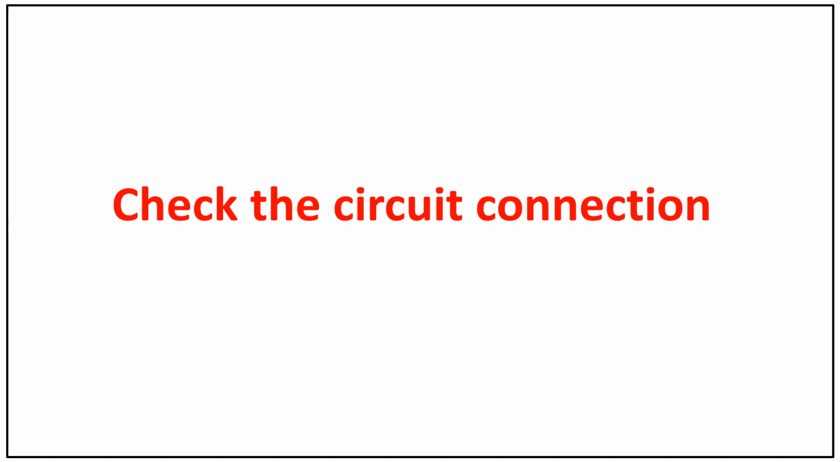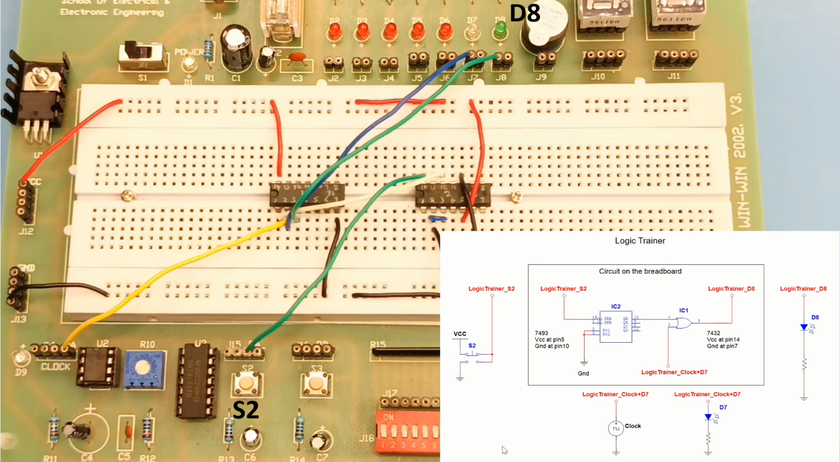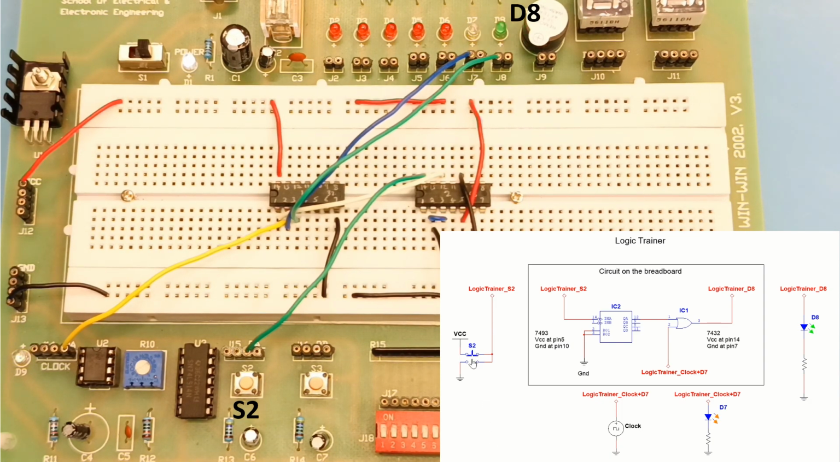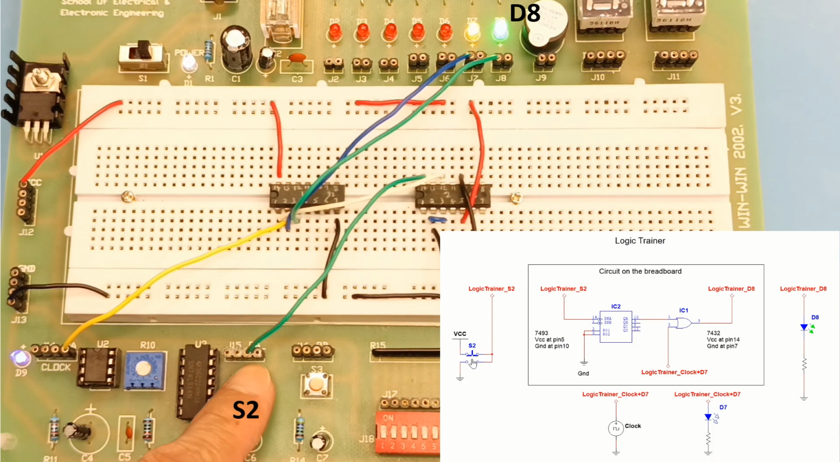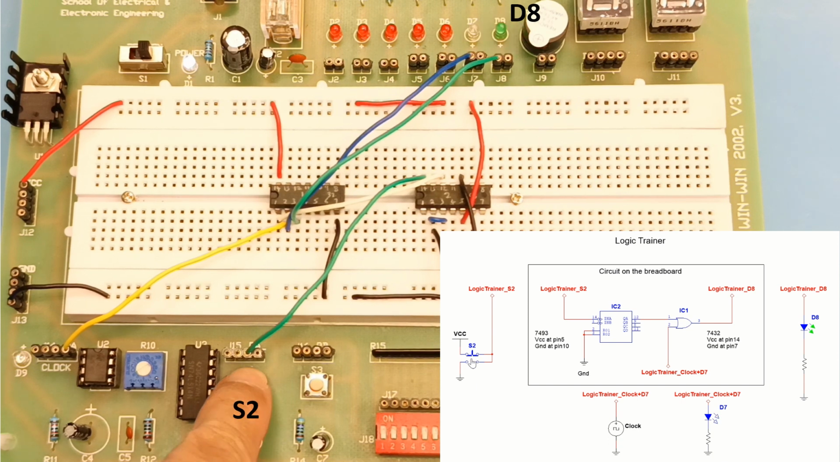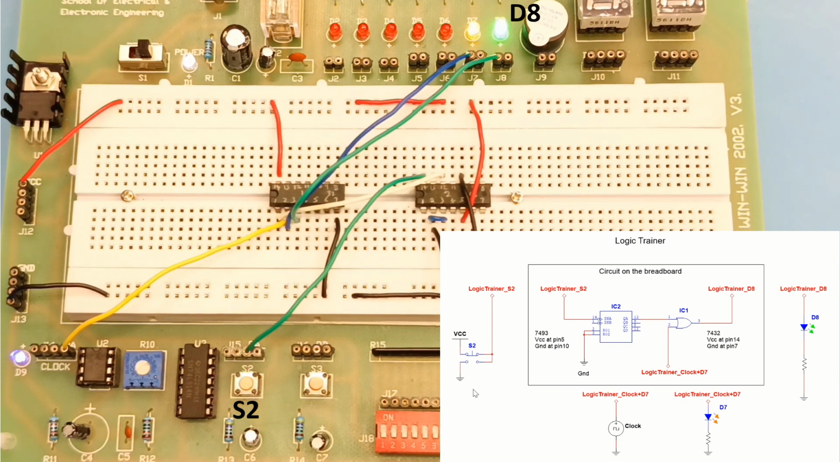Check the circuit connections. Switch on the power. On the first press of the switch S2, the LED D8 stopped blinking. On the second press of the switch S2, the LED D8 started blinking again.